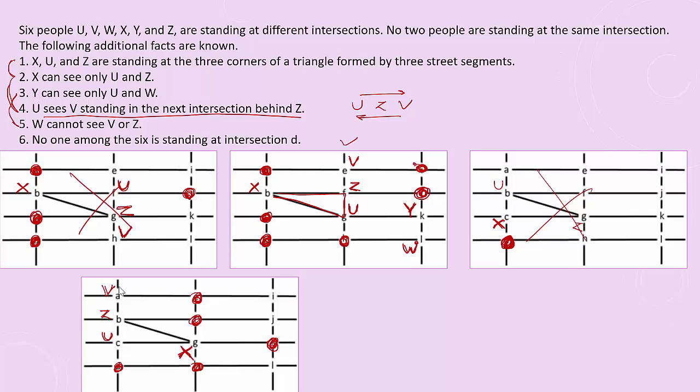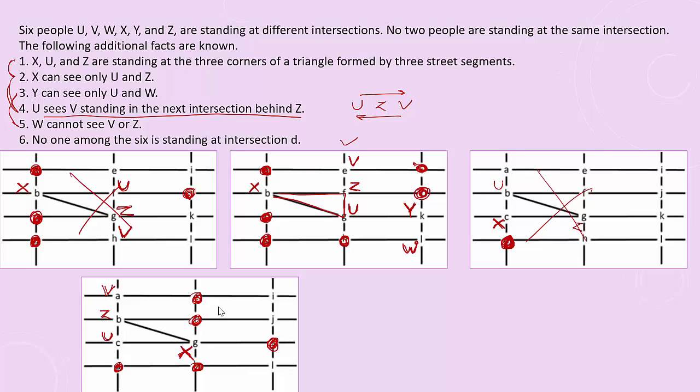right? And it's given that Y can see only U and W. So for that, Y has to be at a point where it can see only U. But suppose Y cannot be here. If Y is here, it's not possible. Y is here, it's not possible. Y is here, it's not possible, right? So this case is also ruled out.